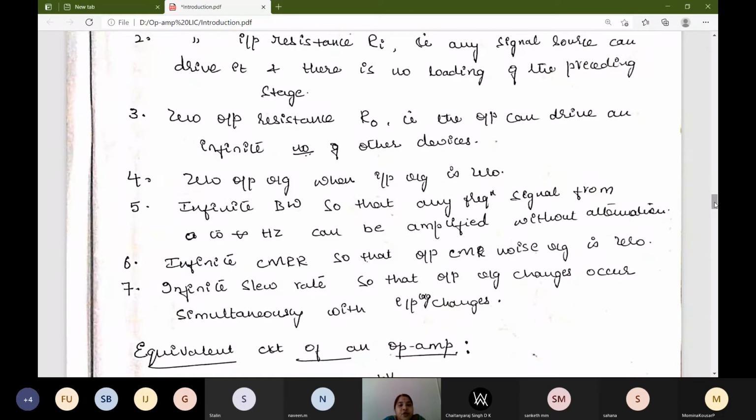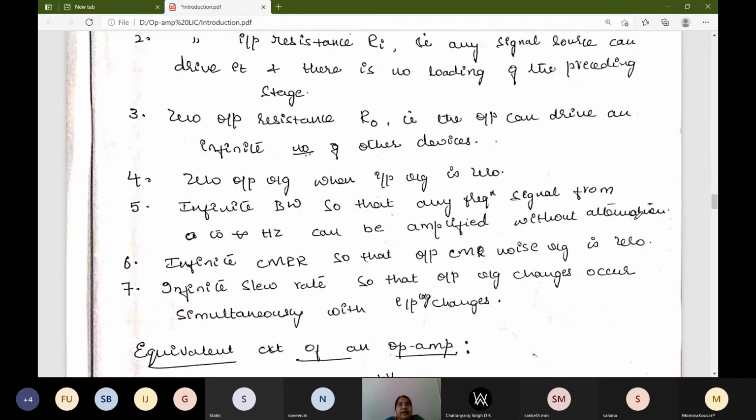Next, we should have 0 output voltage when input voltage is 0. When we are not giving any input, the output also should be 0. Ideally it should behave like that. Next we have infinite bandwidth. It should contain all the frequencies, from 0 frequency to infinite frequencies, it should be able to amplify. So any frequency signal from 0 to infinite hertz can be amplified without attenuation. That is important.